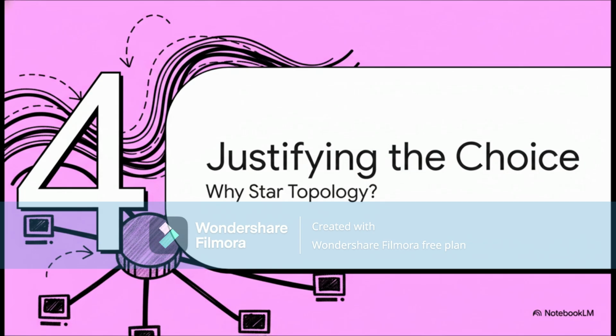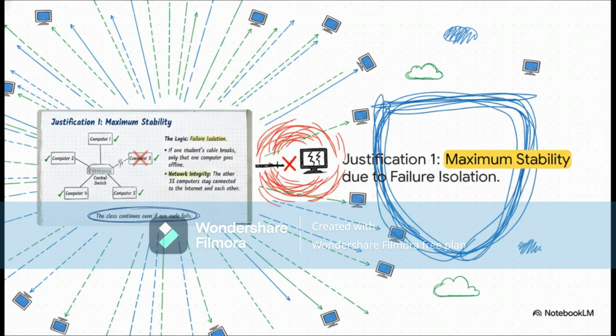Let's justify it. And here it is, the number one, absolute biggest reason to love star topology: stability. The magic term here is failure isolation. This means if one student's computer crashes or they accidentally kick their cable out, it only affects that one machine. The other 35 students, they can just keep on working.